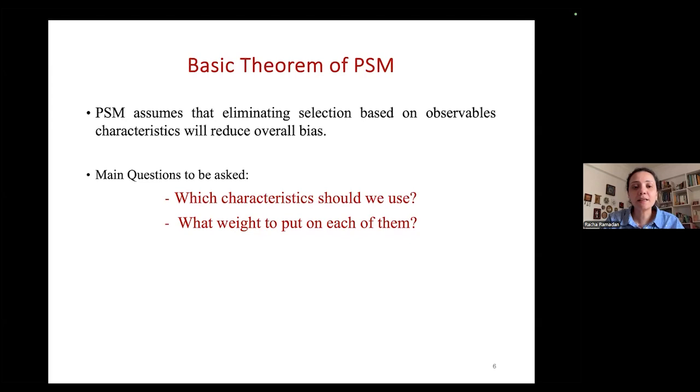The second thing is which weight we'll put on each of them. So assume now that we'll compare between the treatment group and the counterfactual group based on 5 characteristics: gender, age, education level, employment status, and marital status. Which one of these 5 will give more weight or less weight, or will give them equal weights? This is another important question to measure.